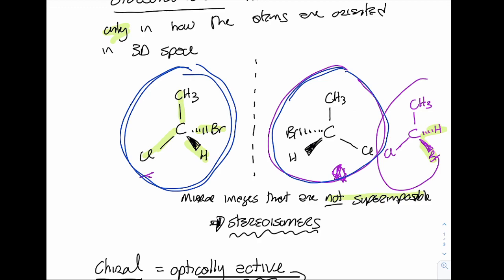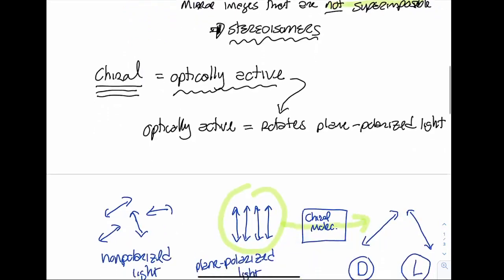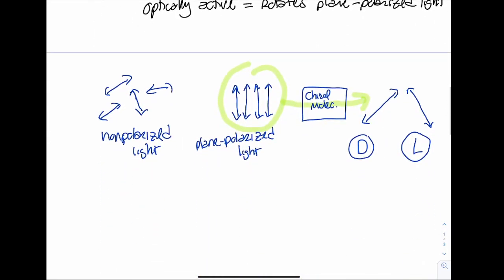You can't tell by looking at them which is which. In order to know which one is going to rotate light to the left or to the right, you would actually have to go into lab and do it. You would use an instrument called a polarimeter, and you would measure the rotation. But one of them would rotate it in one direction, the other one would rotate it in the opposite direction.